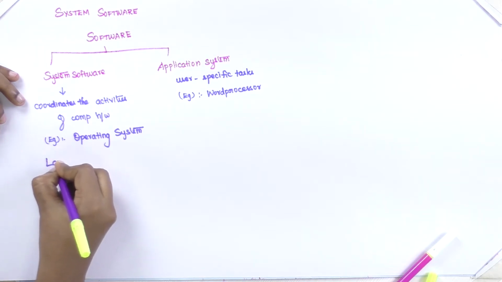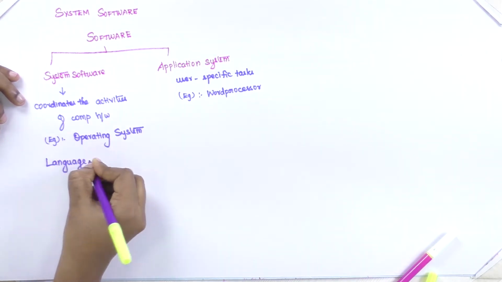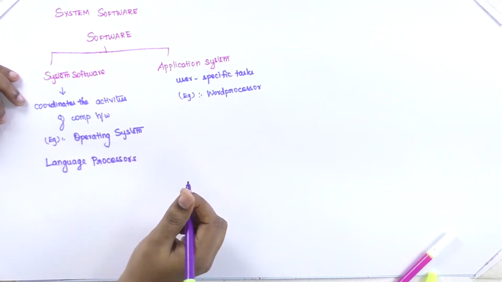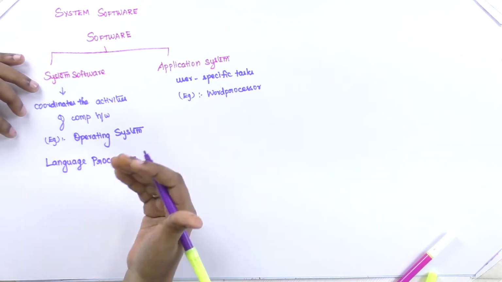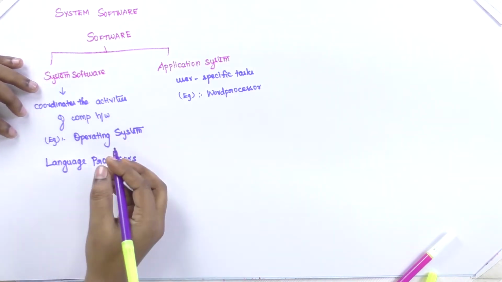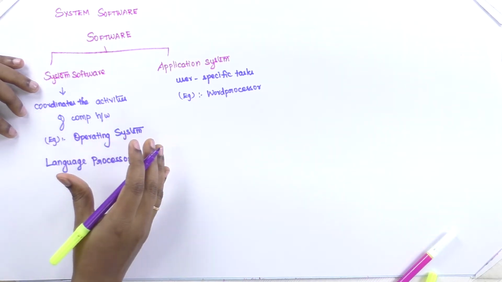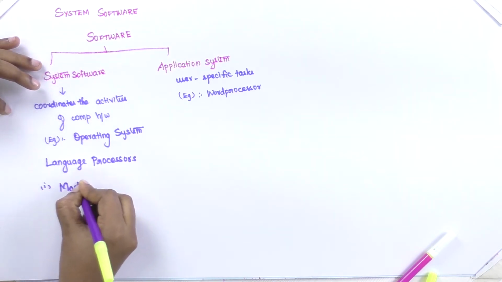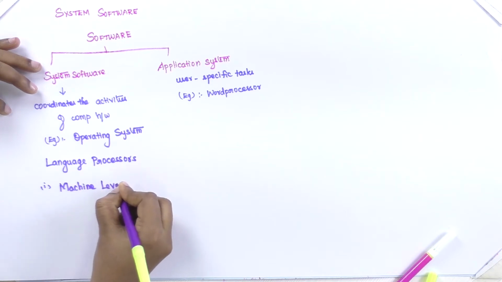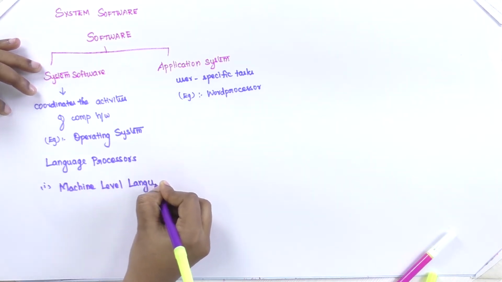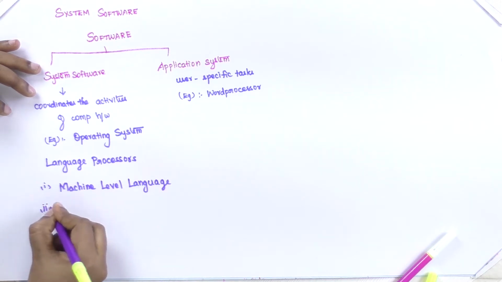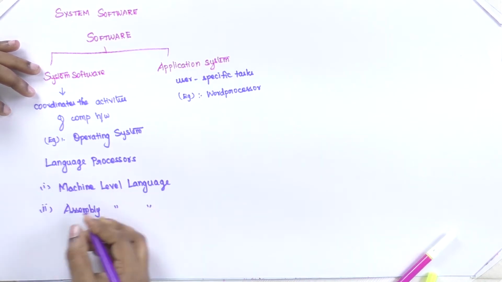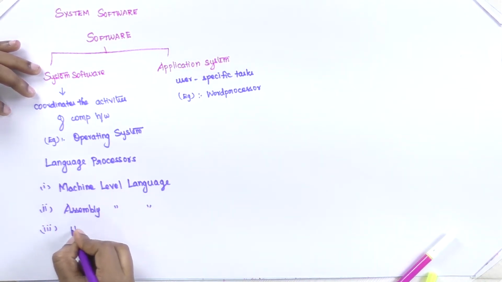The second example for system software is language processors. Language processors help us to convert the user instruction to machine understandable form. Usually the user instructions are categorized into three types. First is machine level language. Second, assembly level language. And third one is high level language.